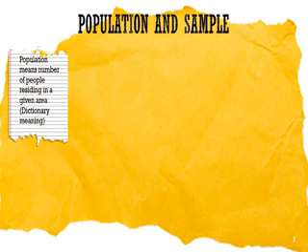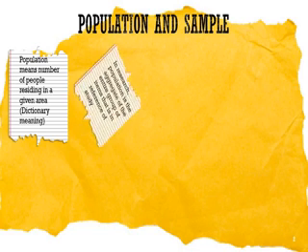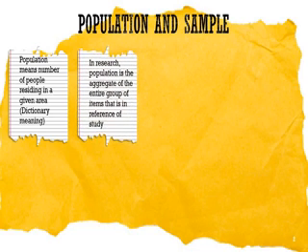Population means the number of people residing in a given geographical area. This is the definition that we get in the dictionary. But in the field of research, population is considered to be a little bit different. Here we consider the aggregate, that means the totality of the entire group of items or subjects on which we want to perform our study.